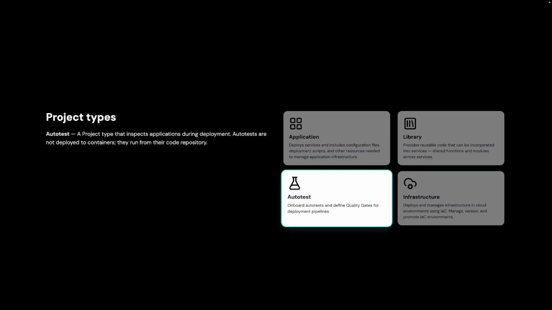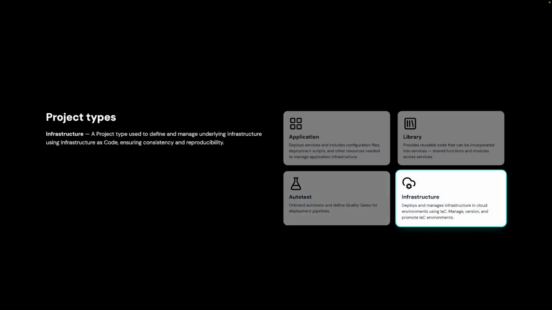Auto test is a project type used to test applications during the deployment process. Auto tests are not deployed to environments. They are executed after the application is deployed and can serve as quality gates to verify stability and quality. Infrastructure is a project type used to define and manage the underlying infrastructure using the infrastructure as code approach. For example, it allows you to manage Terraform code for deploying infrastructure for your applications.